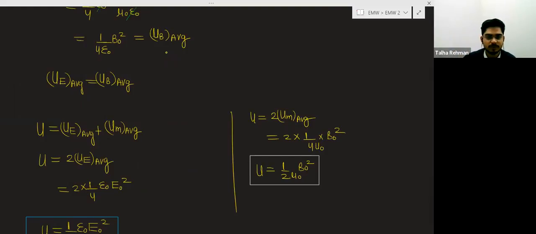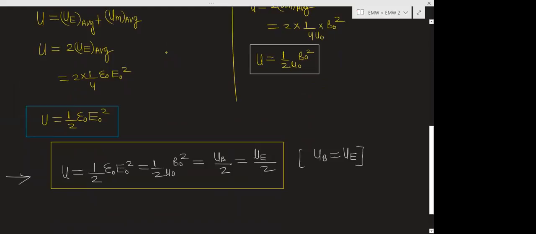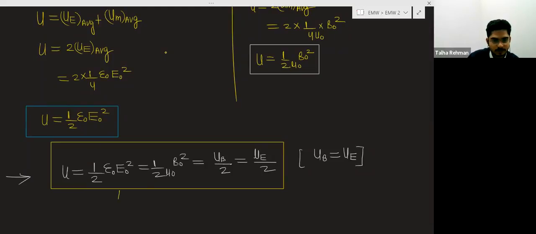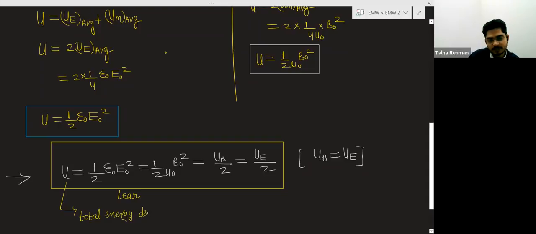Down, sir. Yes. So basically you have to learn this, only this. And what is this? This is the total energy density of electromagnetic wave.